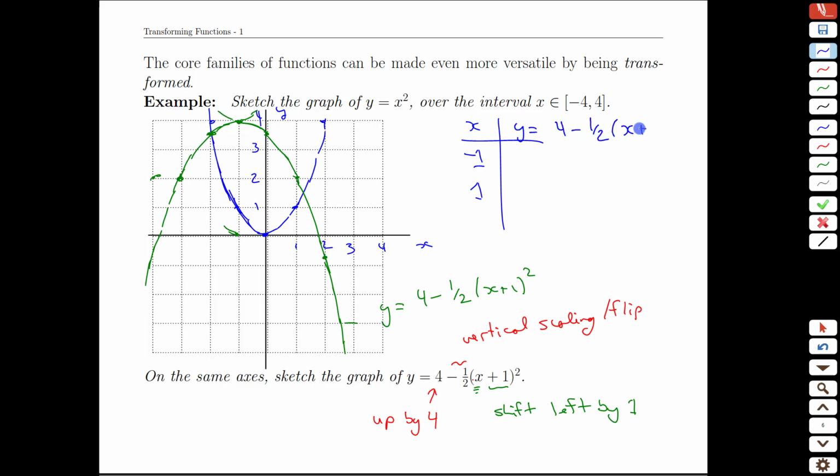This also helps to explain why we get the vertex at negative 1 in this case. When we plug in x equals negative 1, we're going to have 4 minus a half times (negative 1 plus 1) squared.